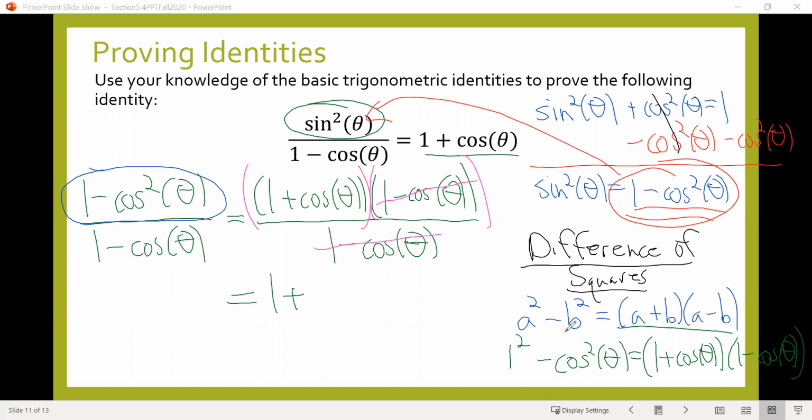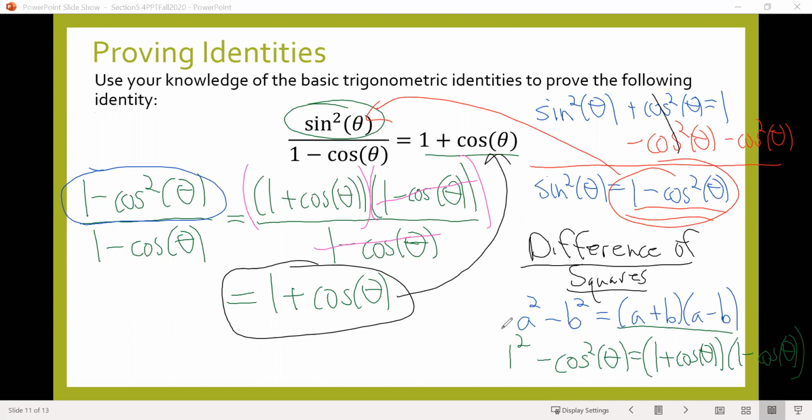And what we're left with is just 1 plus cosine of theta, which is what we were trying to find, right? We were trying to prove that that was equal to this. So we've done it. Good job.